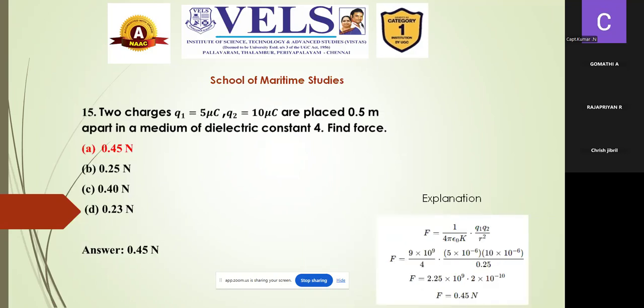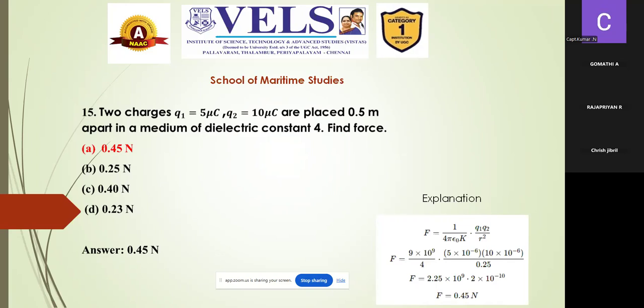The next question is, two charges Q1 is equal to 5 microcoulomb, Q2 is equal to 10 microcoulomb, are placed 0.5 meter apart in a medium of dielectric constant 4. What is the force? Dielectric constant means K value. K is equal to 4. Q1 is equal to 5 microcoulomb. Q2 is equal to 10 microcoulomb.